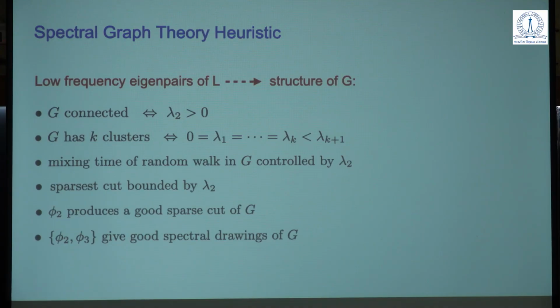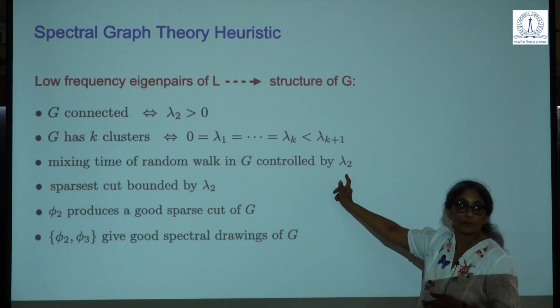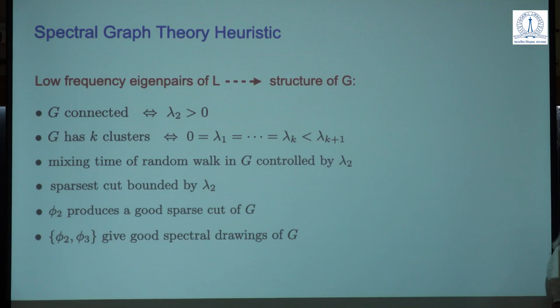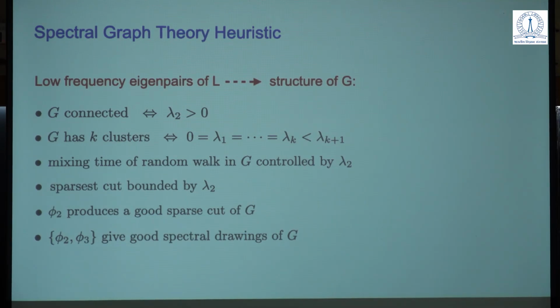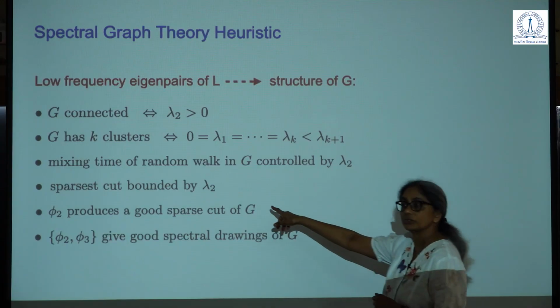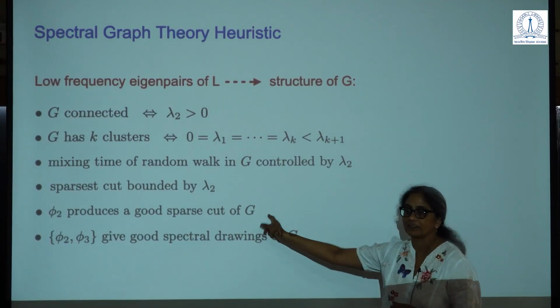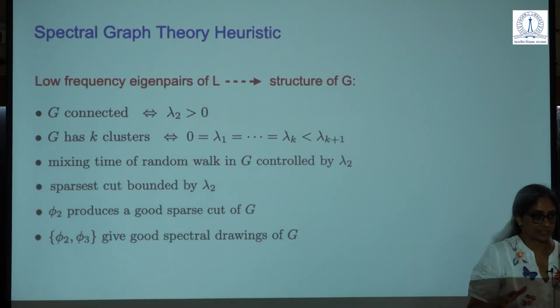We saw that the mixing time of random walks is controlled by lambda 2. This was the folklore result, right? Mixing time means the amount of time it takes to converge to the stationary distribution. So we saw that the convergence rate is controlled by lambda 2. We saw that the sparsest cut is bounded by lambda 2. Remember this from day one. We saw that the second eigenvector produces a pretty good sparse cut.